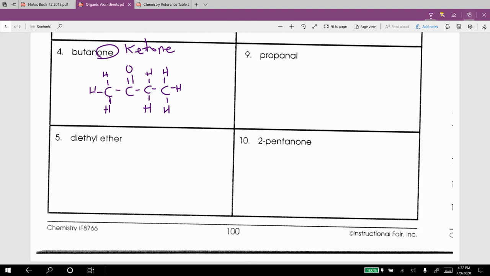Now I have my next one. I've got diethyl ether. Well, they're telling me ether. That one's pretty easy. So ether functional group, right? Diethyl means I have two carbon branches off of that ether. So the ether is this, and I have two carbon branches. So I have a 2 carbon branch and a 2 carbon branch.